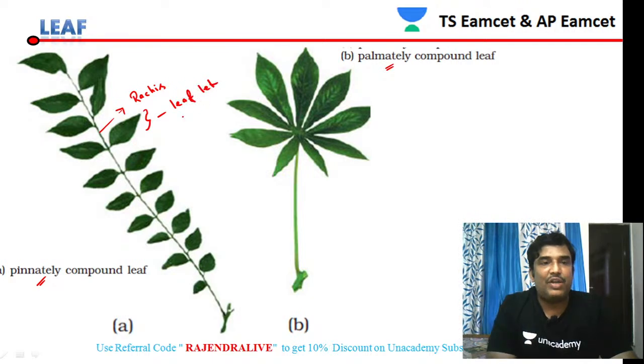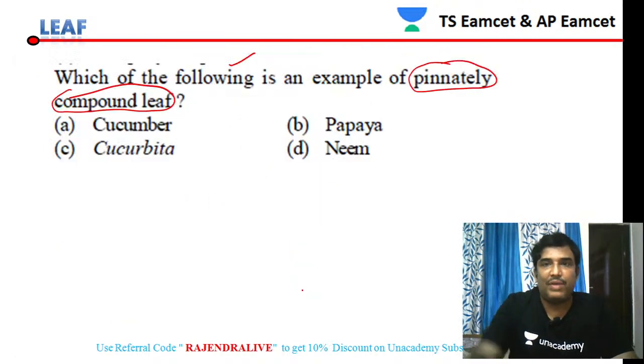The arrangement of leaflets on the rachis, such type of arrangement is called a pinnately compound leaf. In the palmately compound leaf, you can see that the leaflets are arranged on a single petiole. Generally, the best example of the pinnately compound leaf is neem. So neem is the best example of the pinnately compound leaf.